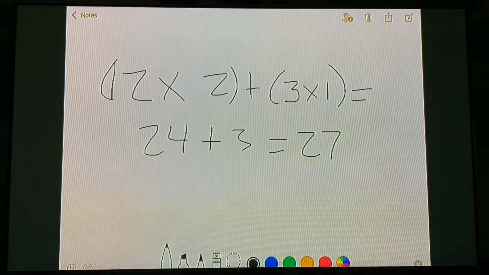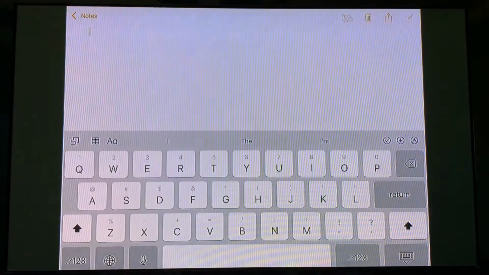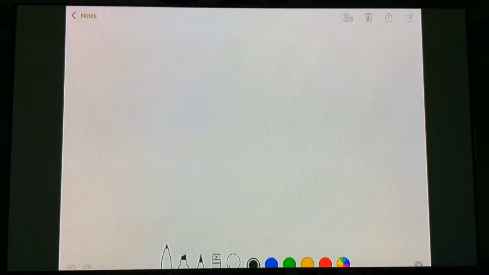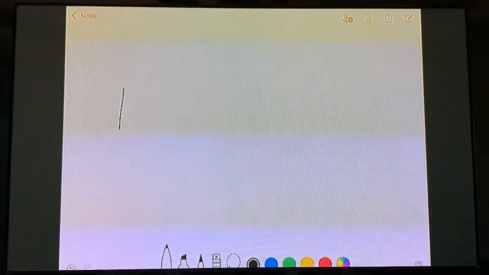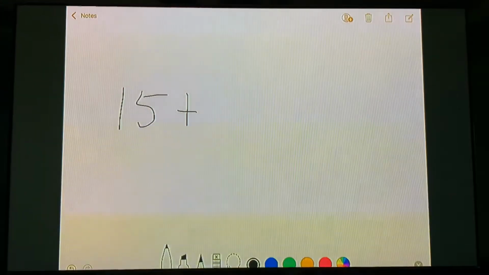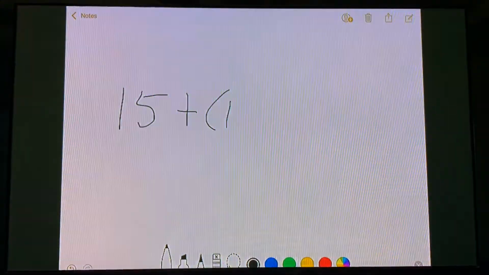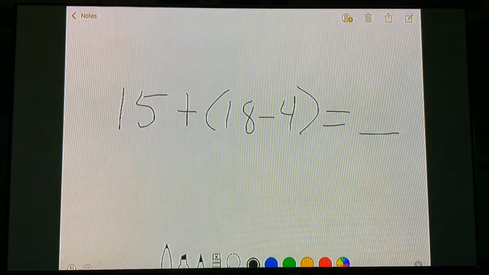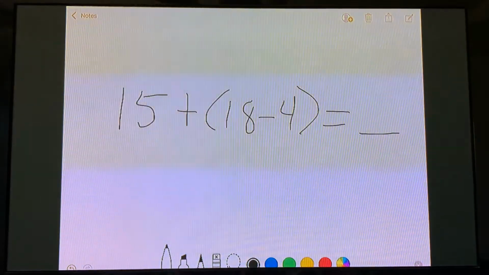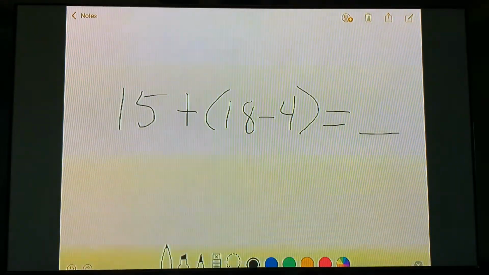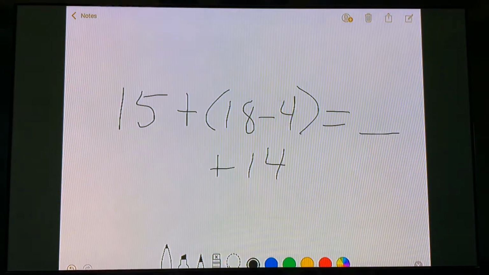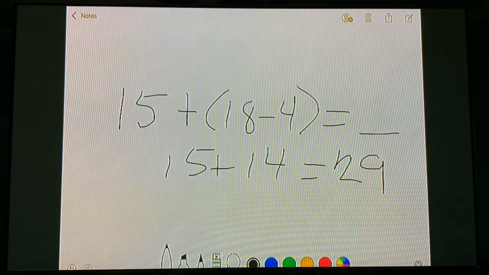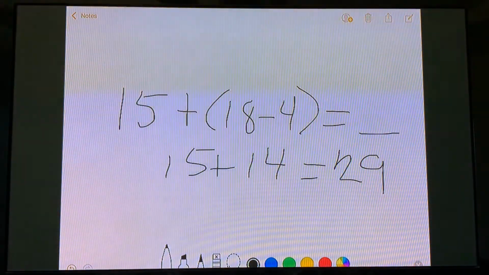Now, what if we add multiple operations in there, okay? We're going to go back here and do this again. So this time, what if we go ahead and we say 15 plus, and we put in here 18 minus 4 equals unknown, right? So we're going to do what's in the parentheses first. So 18 minus 4 is equal to 14, and then plus 15 is equal to 29, okay? So that's another example of a similar multi-step equation.